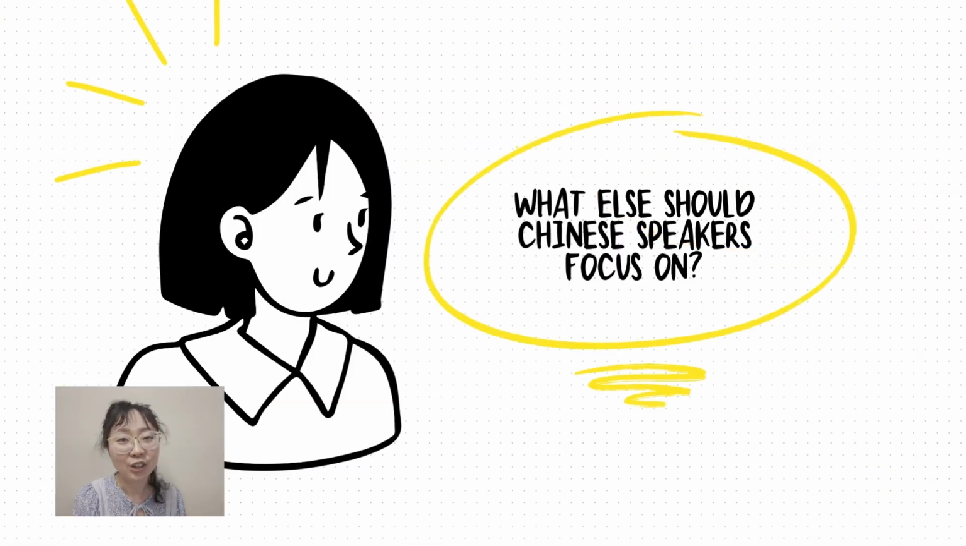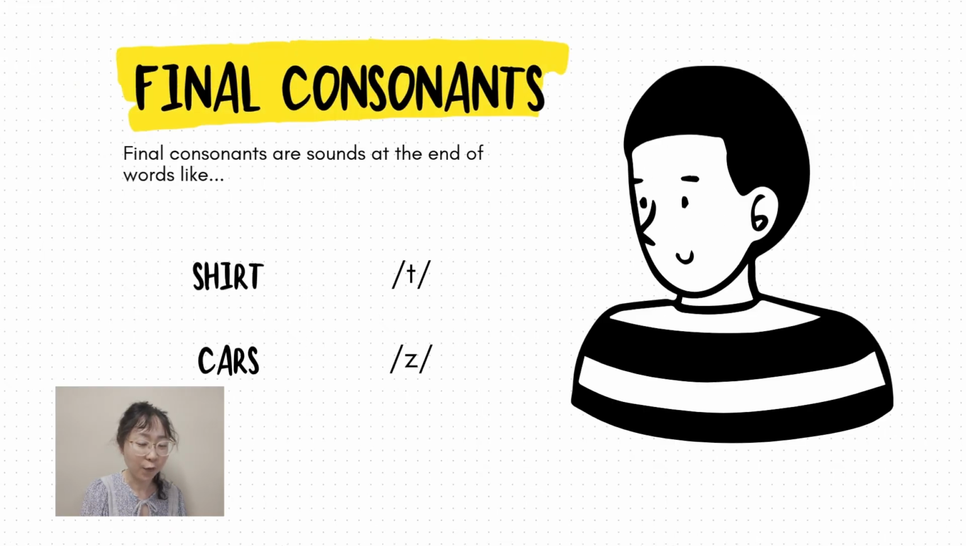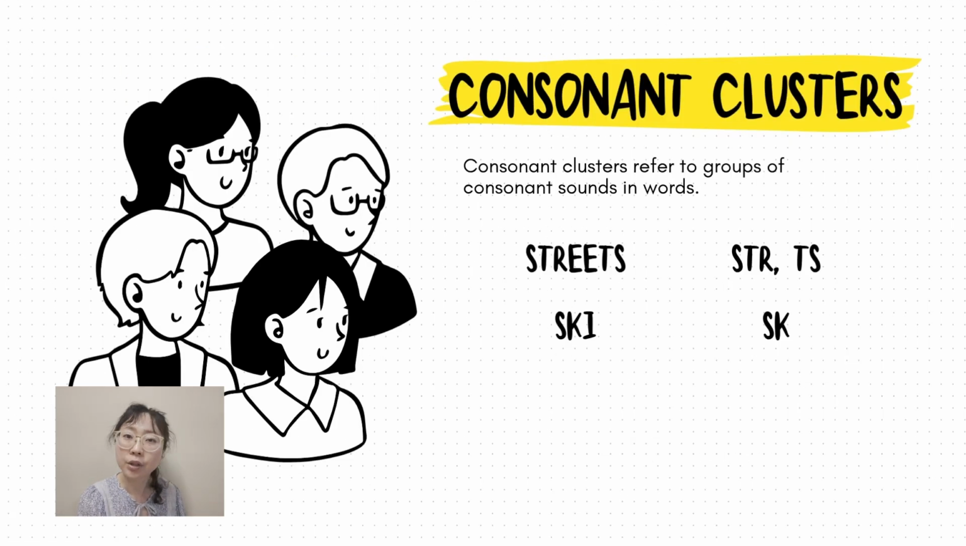Chinese speakers should also focus on final consonants, and it's important to work on final consonants to increase speech intelligibility. And the final consonants are the sounds at the end of words, as in shirt. The T is the last sound. In cars, think about the sound, not the letter. Cars. So it's Z.